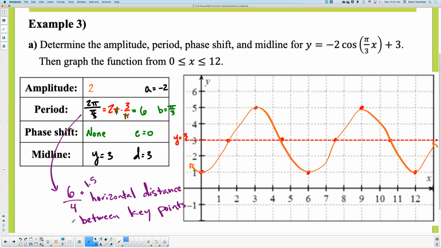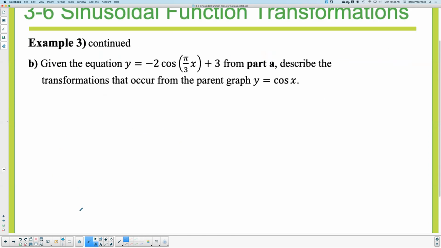All right, part B. From that same equation, let's list out the transformations. What do we do with that negative? A vertical reflection across the x-axis. That's right. So vertical reflection across the x-axis.